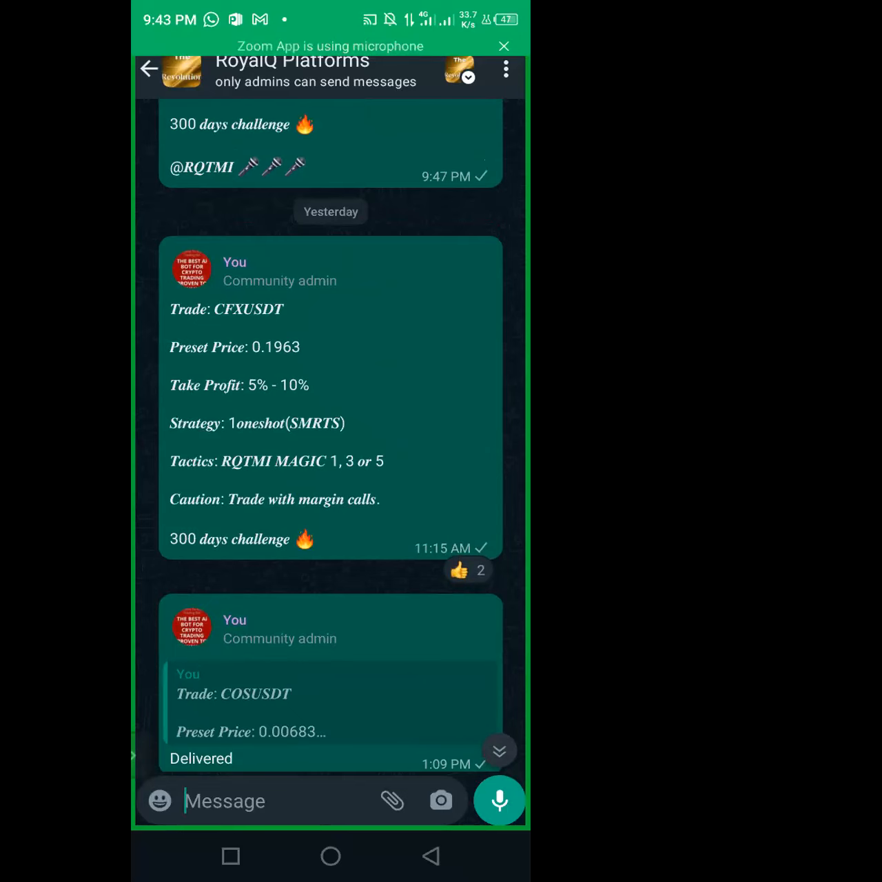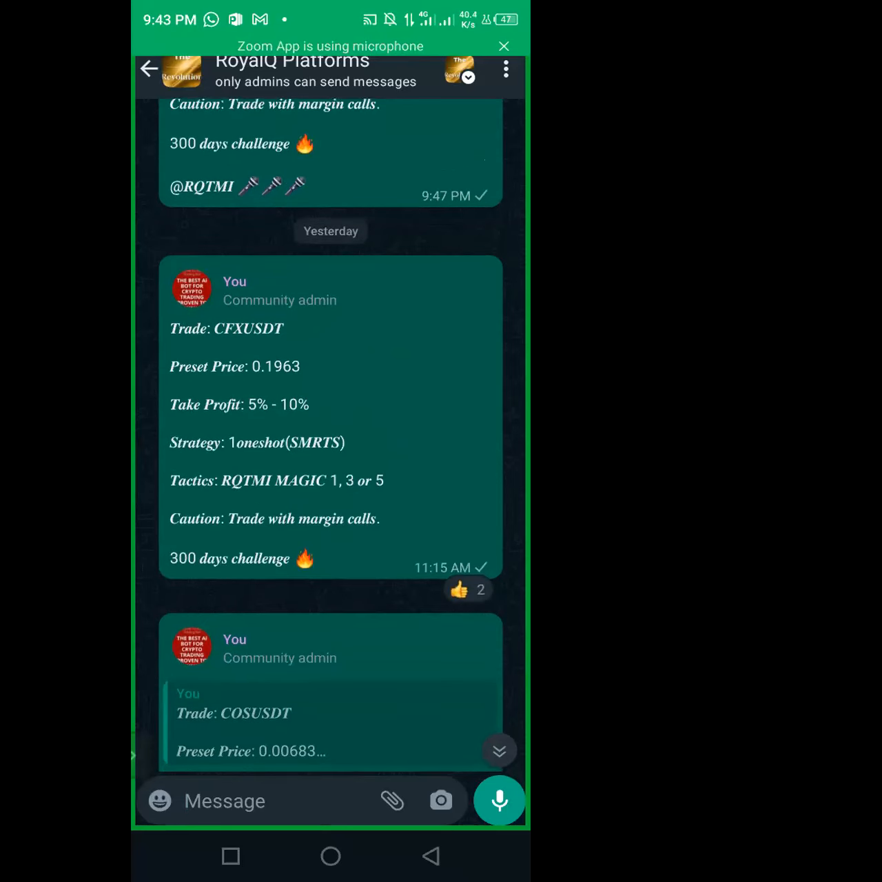Please, for those that are joining us new, you don't know anything about the preset price. This signal, if you want to enter it, you don't start it immediately. You must confirm the preset price.